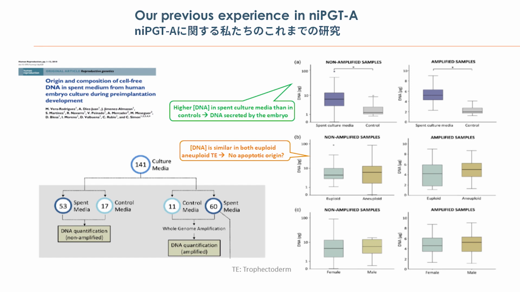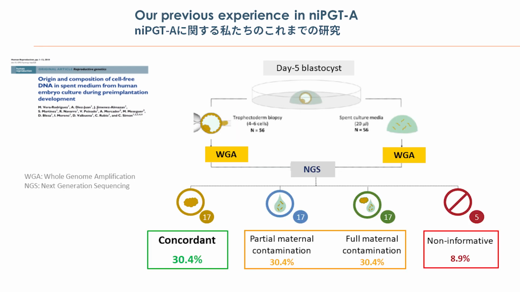And we wanted to check also if males and females released the same amount of DNA, and it was just the same. So this study of quantification of DNA was performed in 53 media and 17 media, and in the other half of the embryos of the study, we were comparing the results of the trophectoderm biopsies and the media.